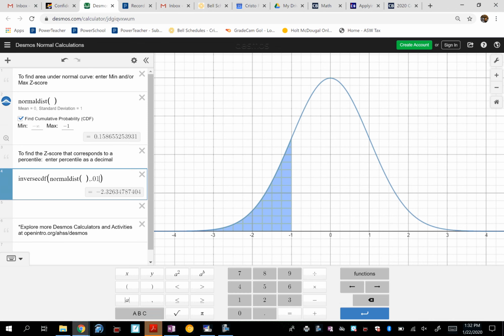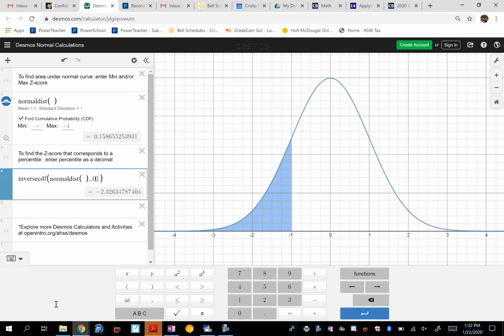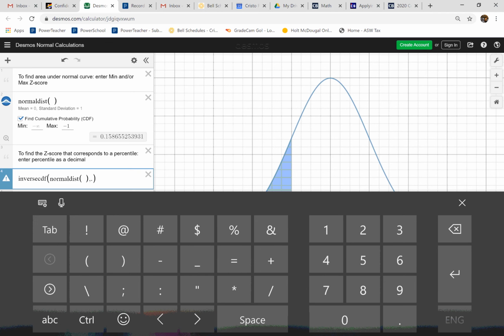2.326. And if you wanted to find the positive version, you would type in everything to the left here. So 0.98 plus 0.01 is 0.99. You would type in 0.99. And it should be no surprise that that is the same number but positive.